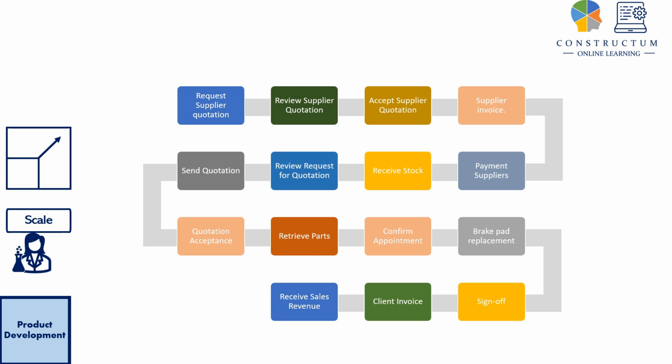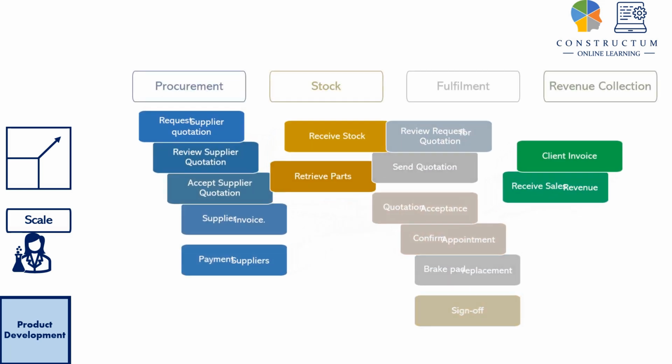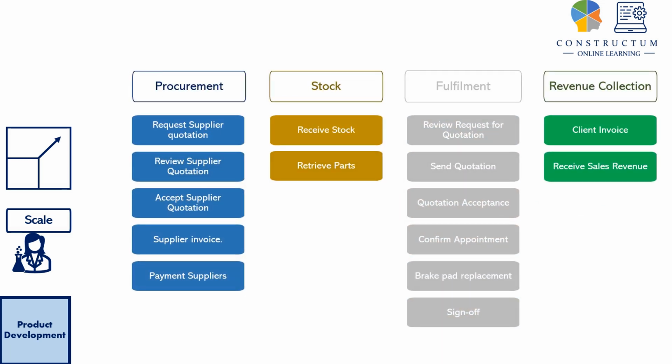Every business type will differ in terms of its processes and how you might achieve operational efficiencies. But for the sake of this course, I return to the example of on-site brake pad replacements. You might consider four aspects of your process: procurement, stock management, fulfillment, and revenue collection.